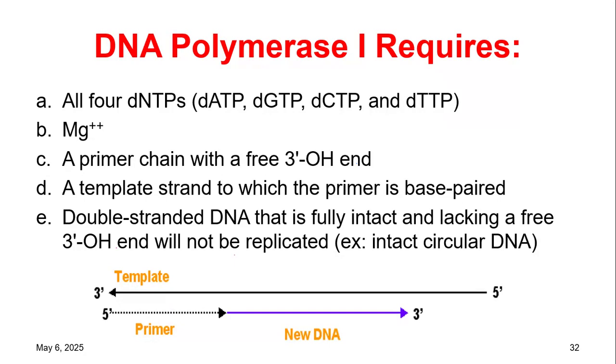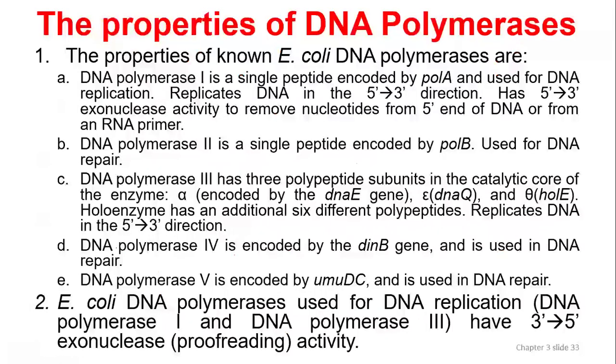Then five, double-stranded DNA that is fully intact and lacking a free OH will not be replicated. So we'll come to see that subsequently in the course, why this information that we just mentioned is very important. Above all, remember that DNA replication must be from 5 to 3 prime direction. When you are reading DNA, or reading RNA, remember you must read them from 5 to 3 prime direction.